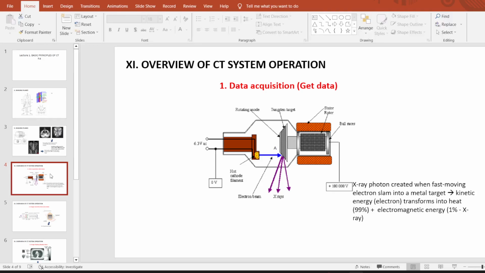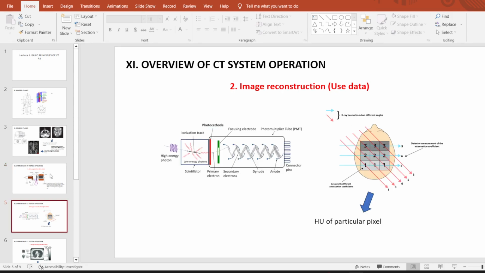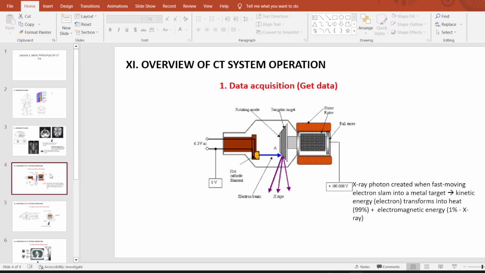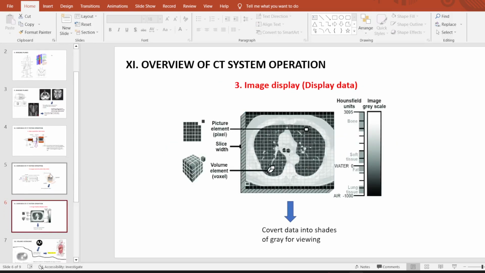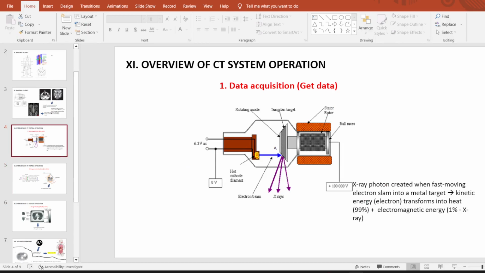We can break the way the CT runs into three parts. The first thing it does is getting data, the second is the way we use the data, and the third is the way the data is displayed. Let me explain.